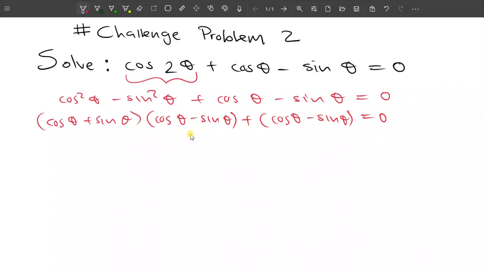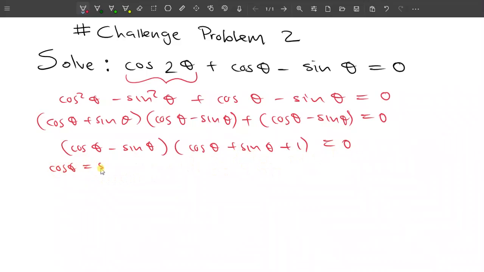Then using our factorization, this term appears to be common. We can pull it out, and we get this equal to 0. So two factors equal to 0. We know what happens after that. It implies that cos θ is equal to sin θ, and here we have cos θ + sin θ = −1. So I have two equations that I have to solve.